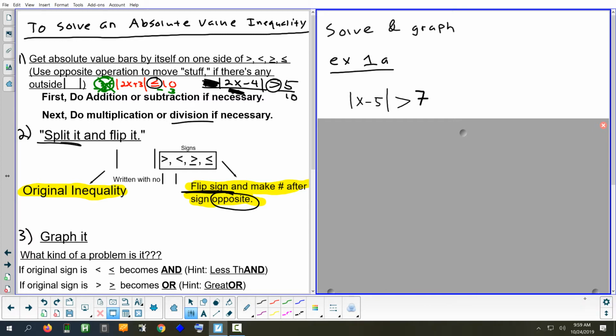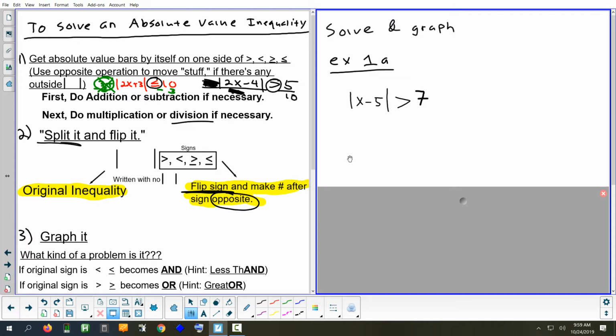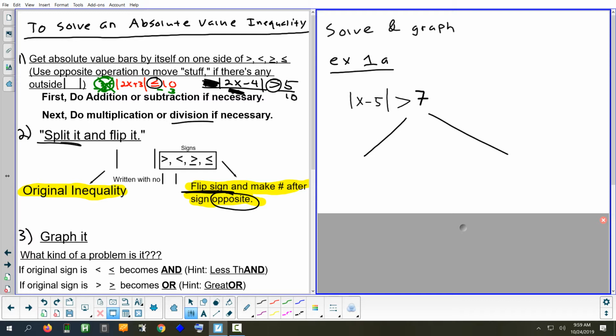So what's step 2? We're ready for step 2. Split it and flip it. Split it and flip it. Anyone think they can tell me what the first one is going to be? That's the easy one. X minus 5 is greater than 7. Perfect. X minus 5 is greater than 7. And now I need my second one.